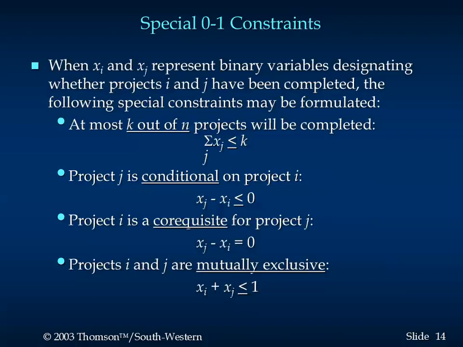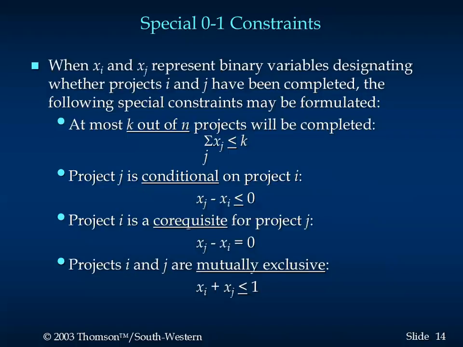Well, see, what it means is this. If xj is less than or equal to xi, if xi equals 0, automatically it will force xj to be equal to 0. So if project i is not completed, project j cannot be completed. So only when project i is completed can we start or think of completing project j. So that expresses the dependence of project j on project i.